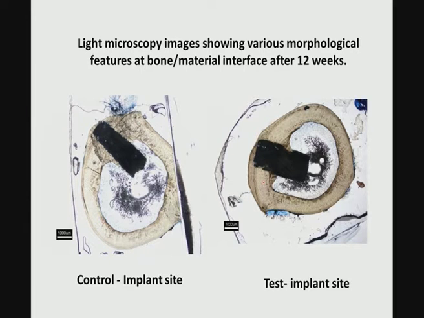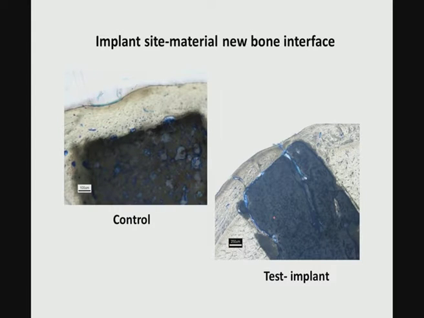This is just a comparison of the control implant and the test implant. What I would like to bring to your attention is that this is our test implant, and around it you get a very characteristic region, the way I am sketching. This dotted region is the area where new bone has formed. It indicates that bone formation is very uniform, and you do not see any discontinuity at the implant and bone interface.